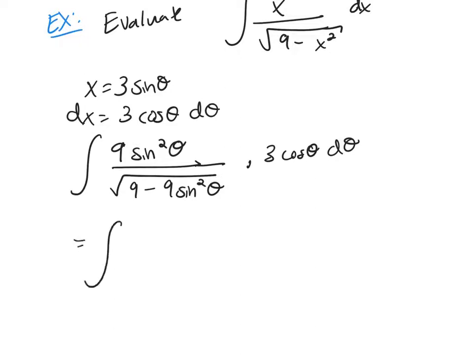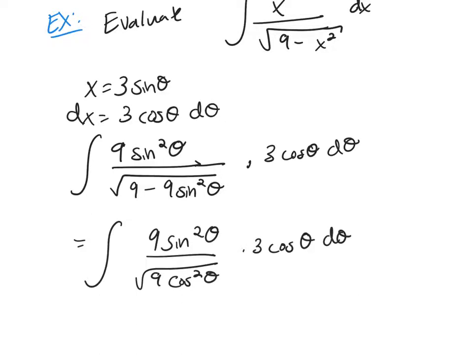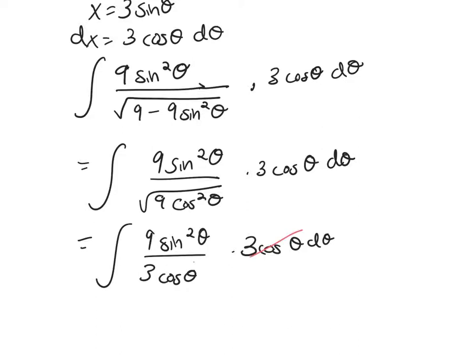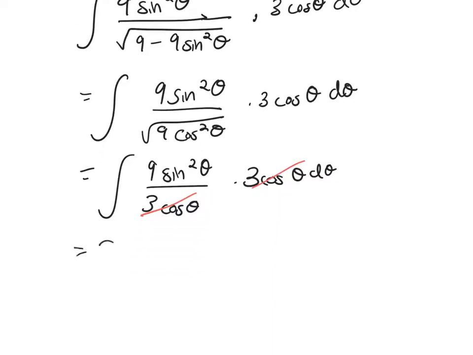So if you simplify this square root, you're going to factor out a 9. It'll become 1 minus sine squared, which is the same thing as cosine squared. So the denominator will simplify down to 3 cosine theta. So we're going to cancel out the 3 cosine thetas, and we're left with 9, which I'm going to go ahead and pull out, 9 sine squared.